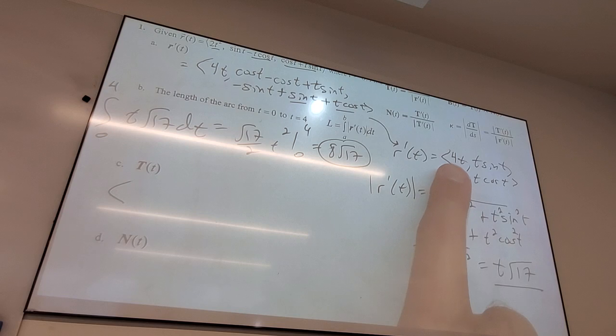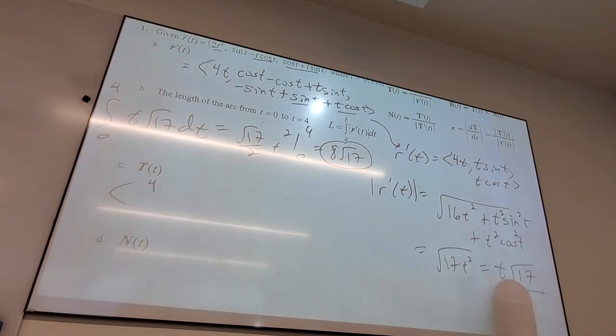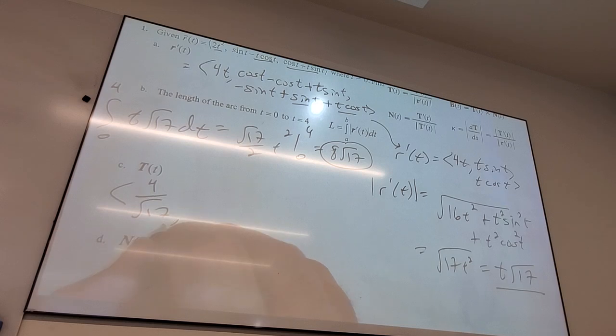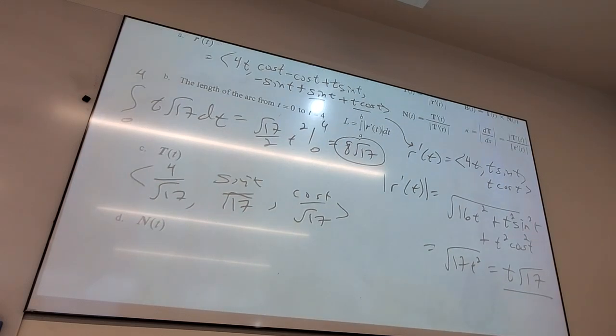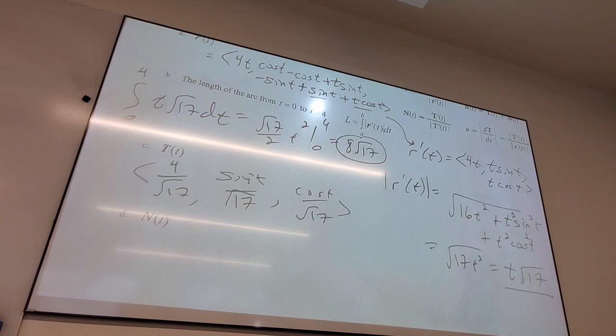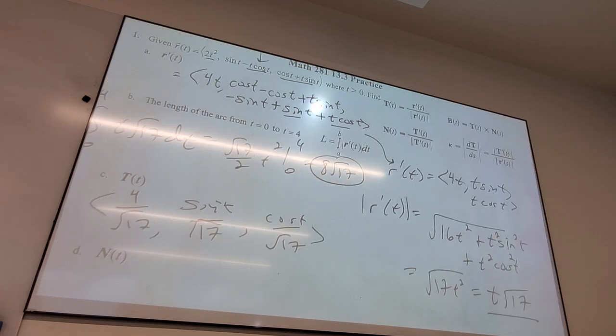So coming back to this, I'm going to lose my t in each one, right? Because I'm dividing by t root 17, so it'll be 4 over root 17, sine over root 17, and cosine over root 17. This is even better than I remember. I think we made a mistake. No. You guys with me? Semi with me?